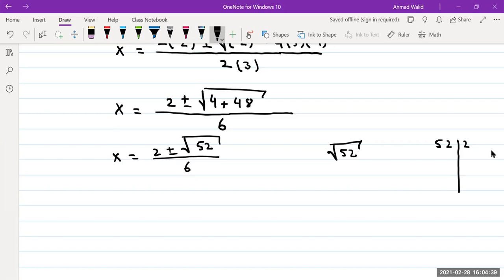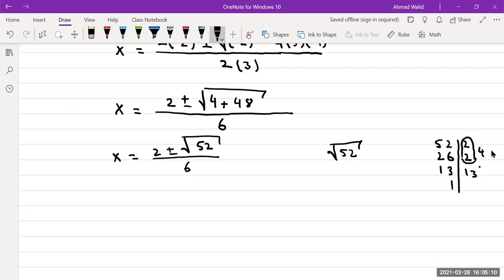I will start dividing by 2. 52 divided by 2 is 26. 2 times 26 gives you 52. Again, divide by 2 gives you 13. Here, look, 13 is a prime number. You have to divide by 13. 2 times 2 gives you 4. And 4 times 13 gives you 52.